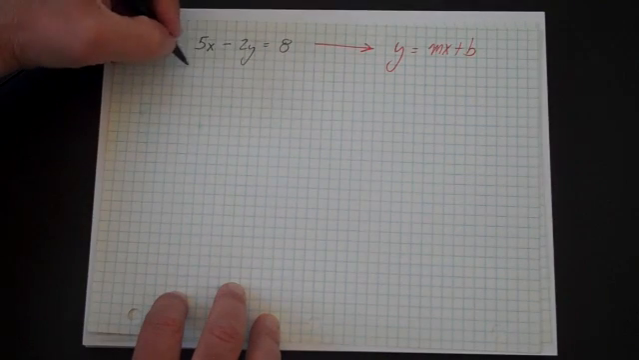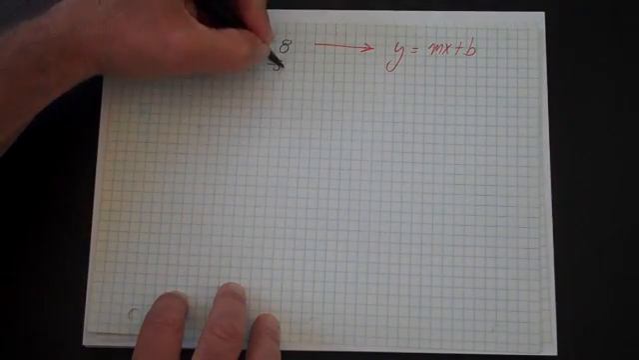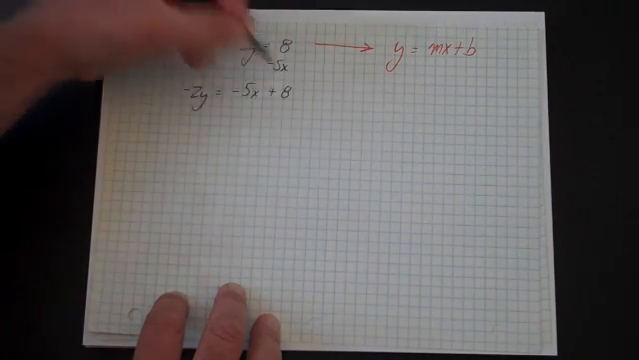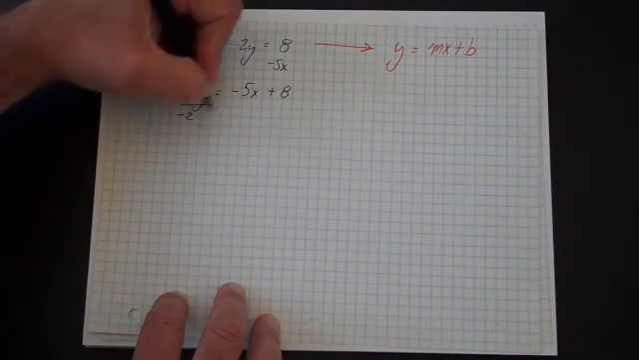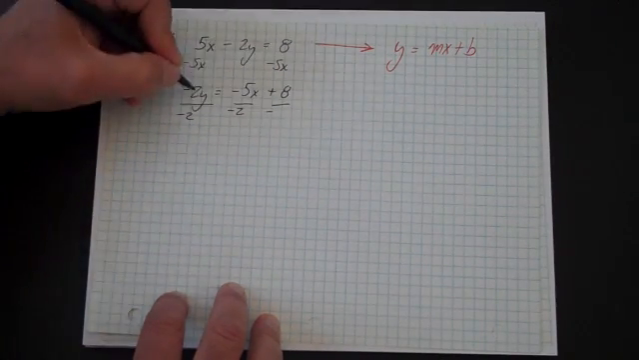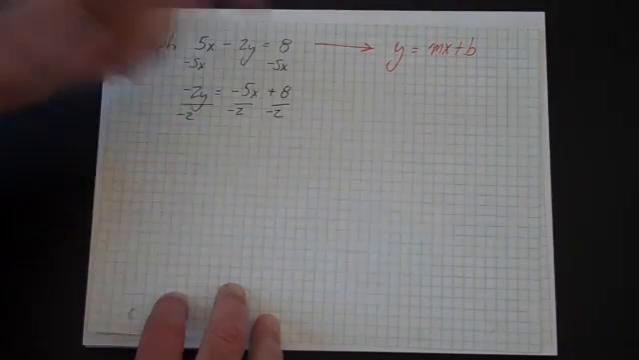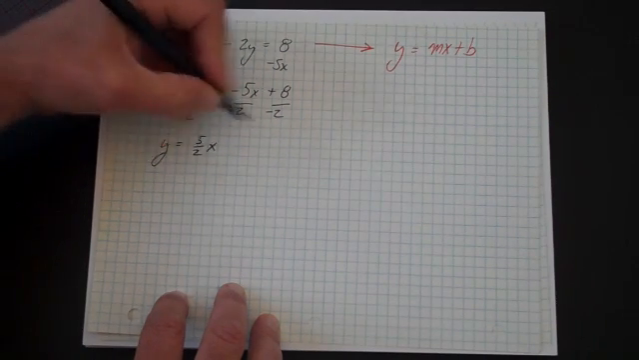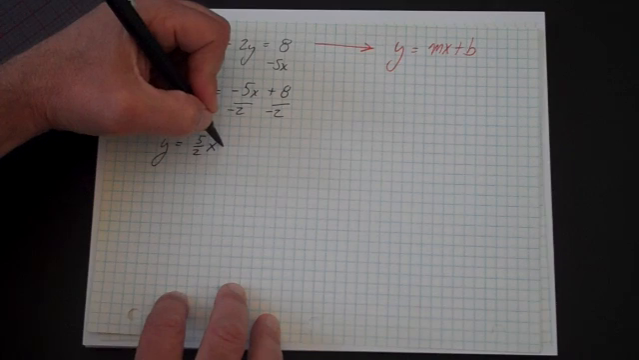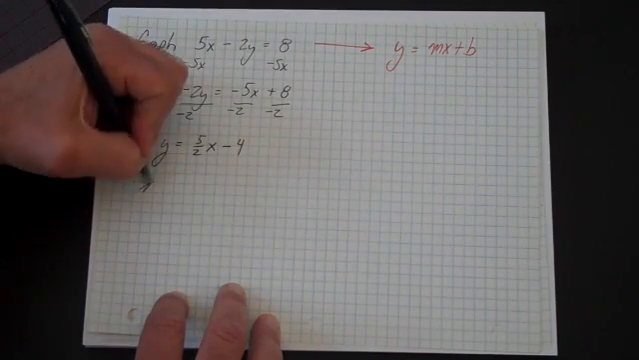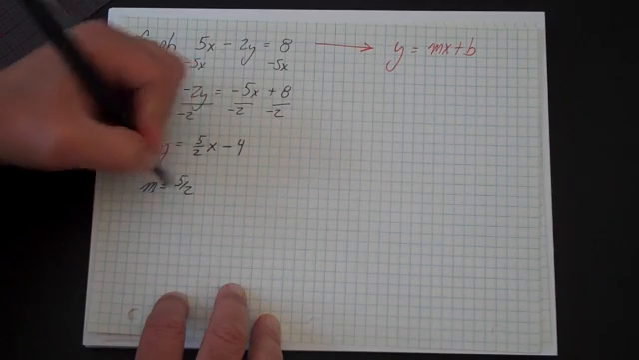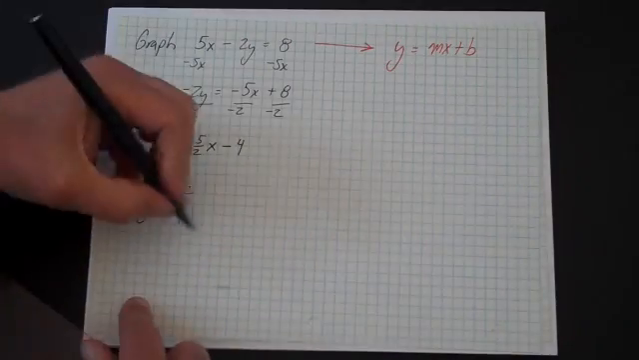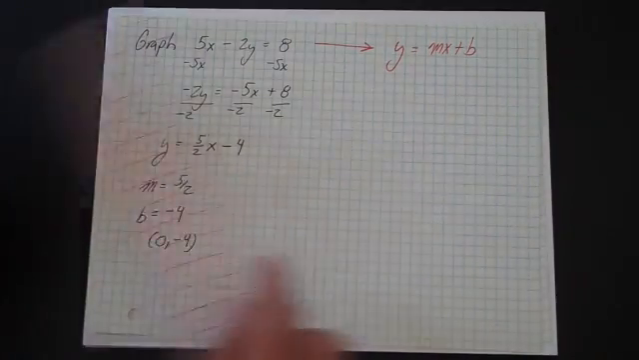So if we do that, the first thing we want to do is subtract 5x from both sides, and then we get minus 2y is equal to minus 5x plus 8. And then we want to divide by a negative 2. If we divide the y by a minus 2, then we have to divide every single term by a minus 2. And then we get y is equal to 5 halves x. Let's see, that's a positive 8 over a minus 2, so that would be a minus 4. So in this case, the slope will be a positive 5 halves, and the y-intercept will be minus 4. Or if you want to think about it in terms of a point, 0, minus 4, because the y-intercept is a point.